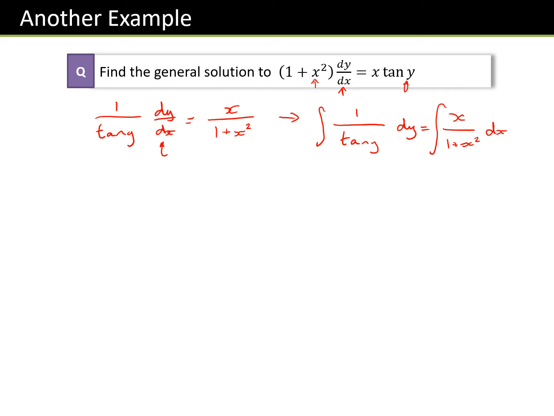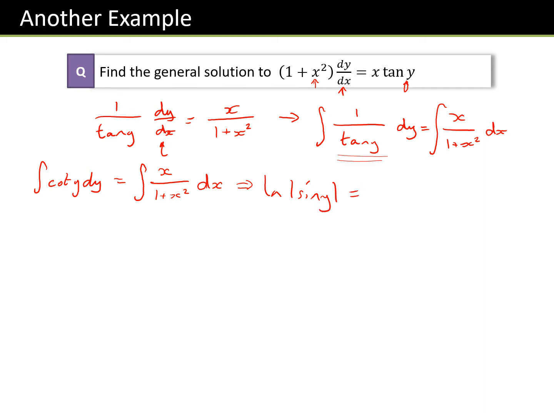The left hand side, 1 over tan y. Now, this doesn't look very nice. This is where I would get my formula booklet out and start looking at my integrals. There isn't a formula for 1 over tan y. However, there is a formula for cot y. And since 1 over tan y is just cot y, I'm going to rewrite it as it. Now, cot y, if you look in your formula booklet, cot y is just natural log of sine y.